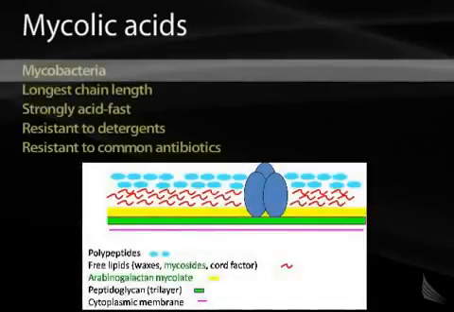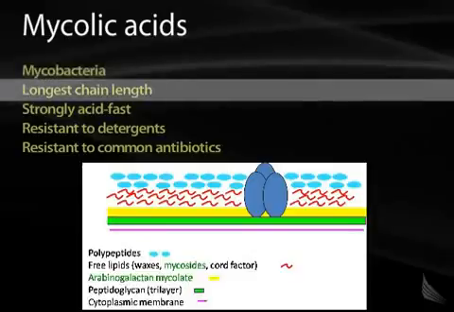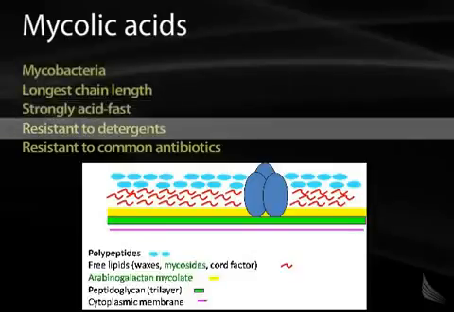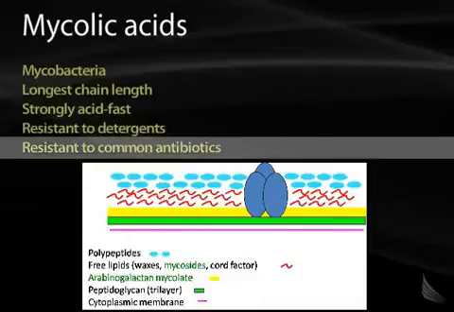Mycobacteria have unique cell walls that include mycolic acids. These have the longest chain length, they're strongly acid-fast, they're resistant to detergents, and they're resistant to most common antibiotics. So what you don't see is a huge peptidoglycan layer like we saw in the bacteria. You do have cholesterols, polypeptides, lipids, and then you have a cytoplasmic membrane.